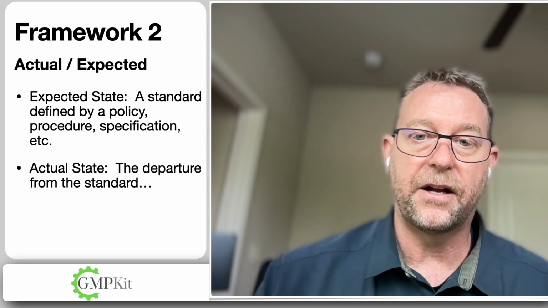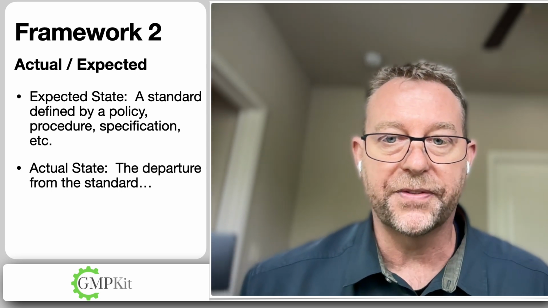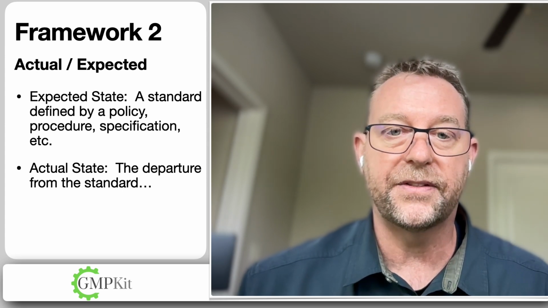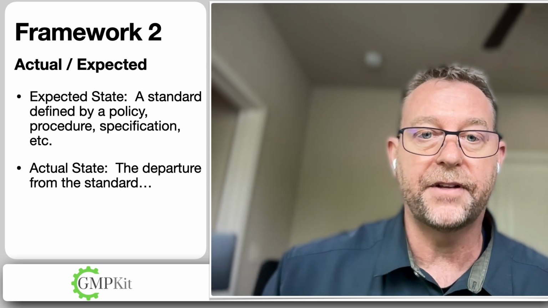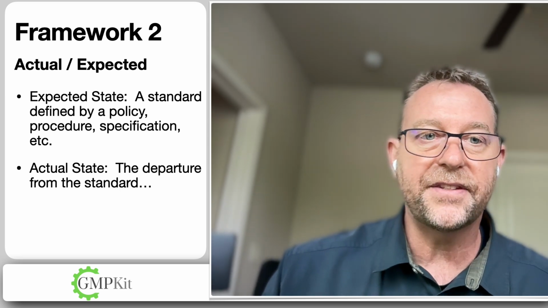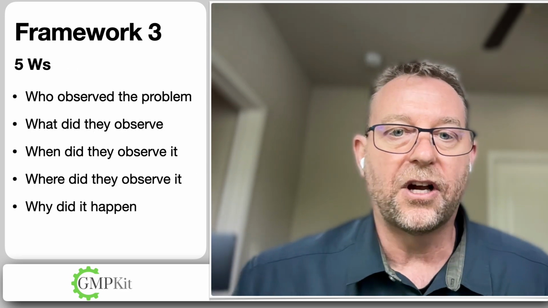All right, so now I could even improve that. I can say the actual state, there's a leak at the DO probe that breaks the integrity of the bag. So now I'm really clear. I've got the object, the defect, the expected state, the actual state. Now the last thing I'm going to do, and you can think of this as process confirmation.